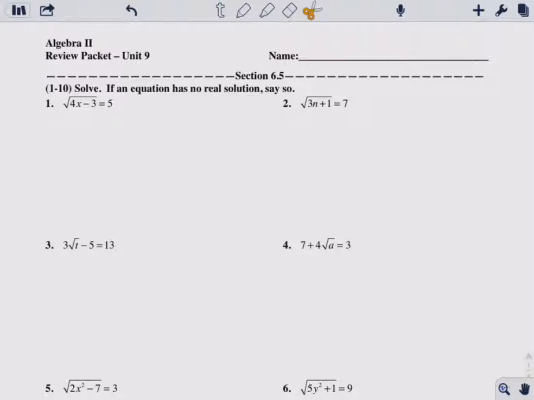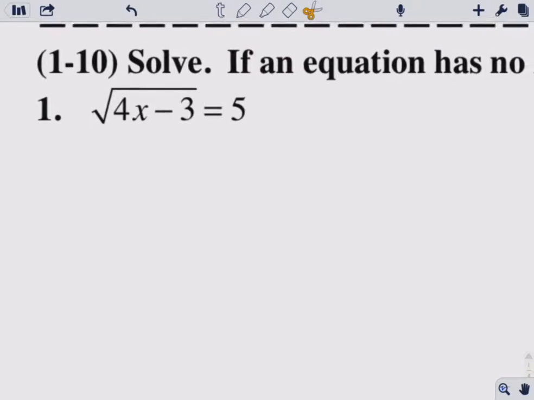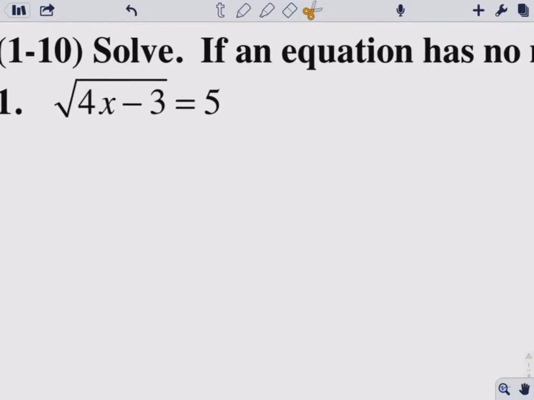Okay, so this is the solutions for your Unit 9 review, page 1. There are 4 pages on this, so there'll be 4 videos. Okay, so 1 through 10 we want to solve, provided there's real solutions. If not, then we'll say so. Okay, so let's go through and do this.